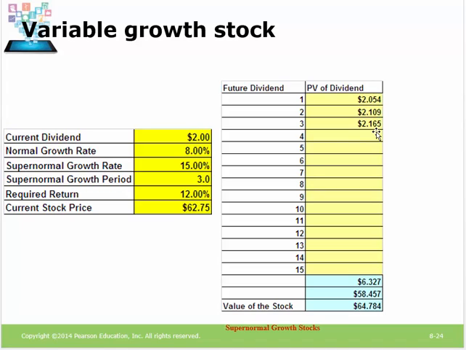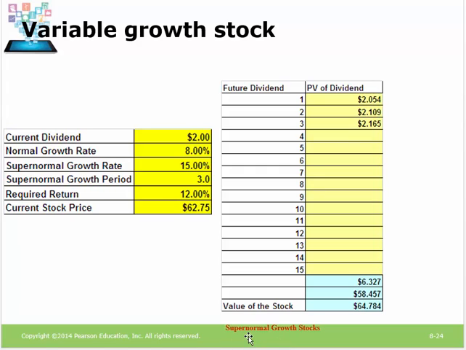So if you remember, our formula was D1 divided by, well, that's if we're talking about today, which is D0. So D1, 3 years from now, you have to add 3 to that. We need to know the 4th year's dividend. When you add those two together, we end up with a price of this stock of $64.78.